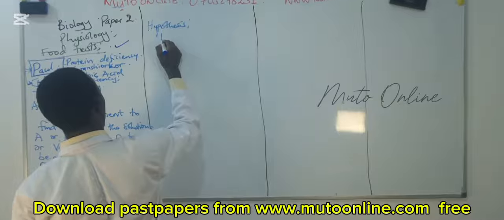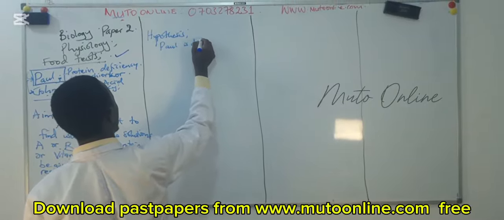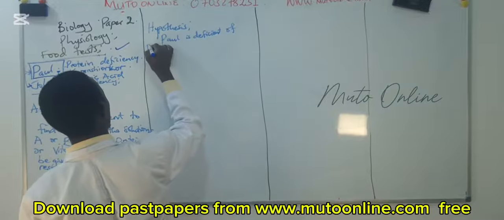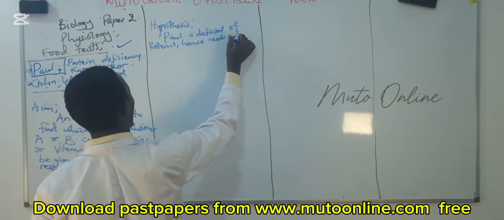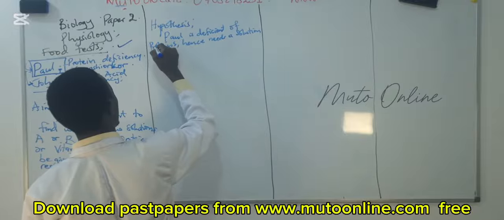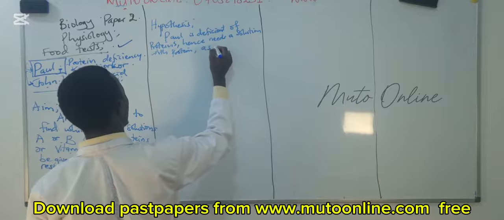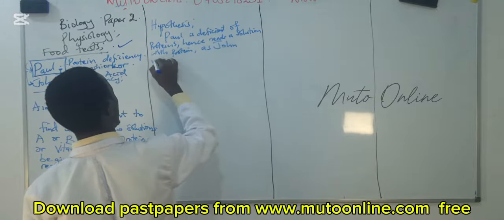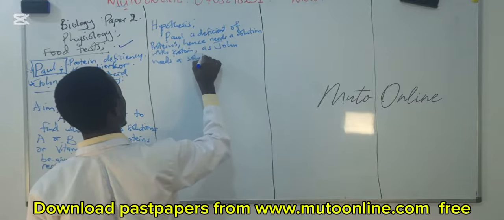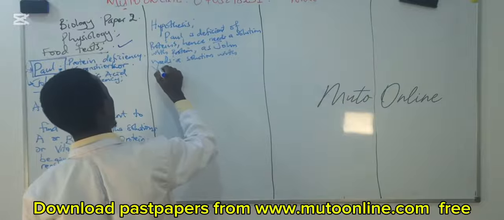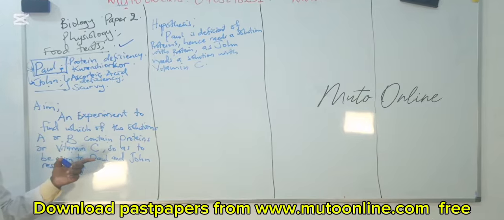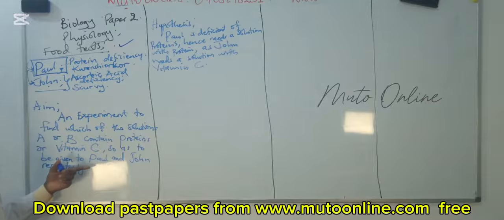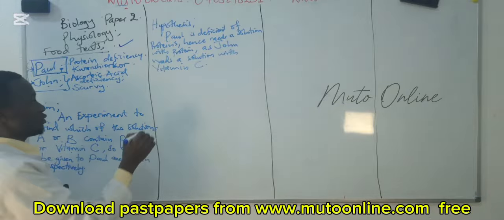Hypothesis: Paul is deficient of proteins, hence needs a solution with proteins, as John needs a solution with vitamin C. So alternatively, you can say solutions A or B contains proteins and vitamin C respectively. So we remember we have the variables.